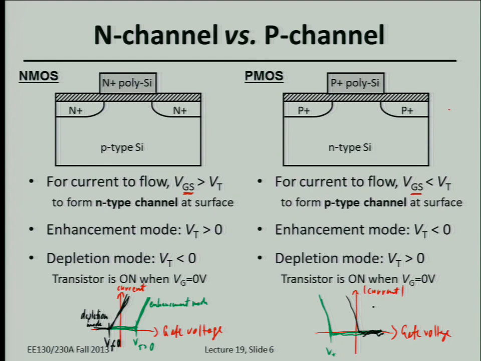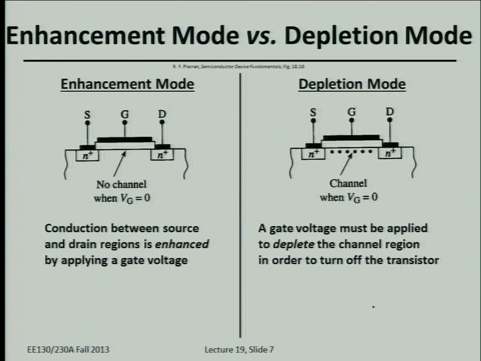So there are 2 flavors of transistors. NMOS turns on with more positive voltage on the gate compared to the source. PMOS turns on with more negative voltage compared to the source. And then depending on whether it's on with 0 volts on the gate, it can either be enhancement mode or depletion mode. Okay, so this is summarized here. Any questions on enhancement versus depletion mode?